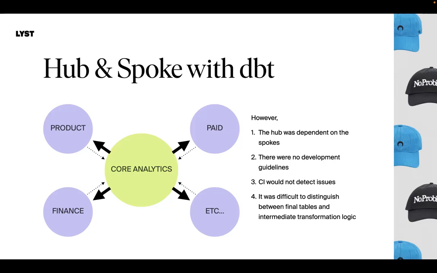This would either lead to changes in transformation logic that we were unaware of, or PRs that were merged with errors that would then lead to issues in core business critical tables. Secondly, there were no development guidelines set. So logic, testing, naming conventions, etc., weren't consistent across the business.